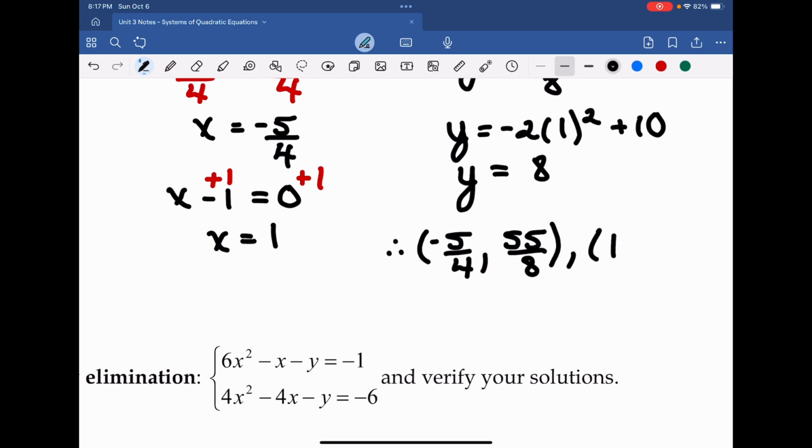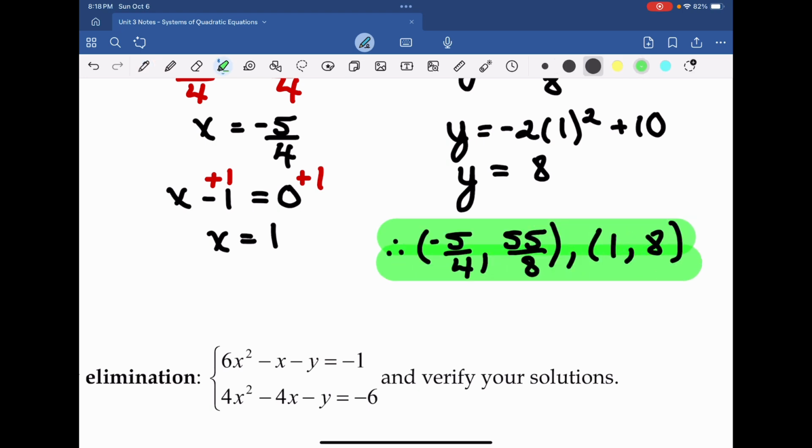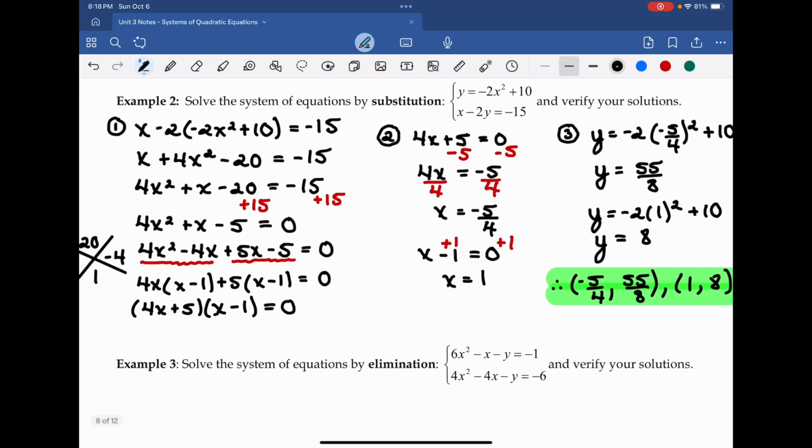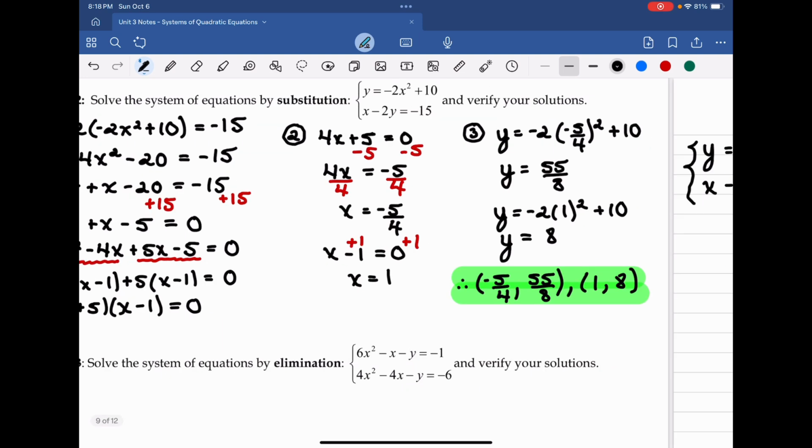There we go. Our second solution was where x was equal to 1 and y was equal to 8. Awesome. So let's make sure we highlight this, representing the two solutions that we should get. Now, there's not a lot of room to work with on this front page, right? So to verify the solution, we're just going to take these and plug them in on the next page.